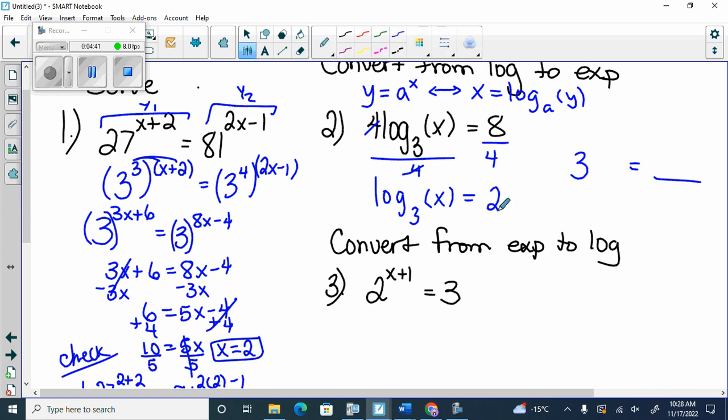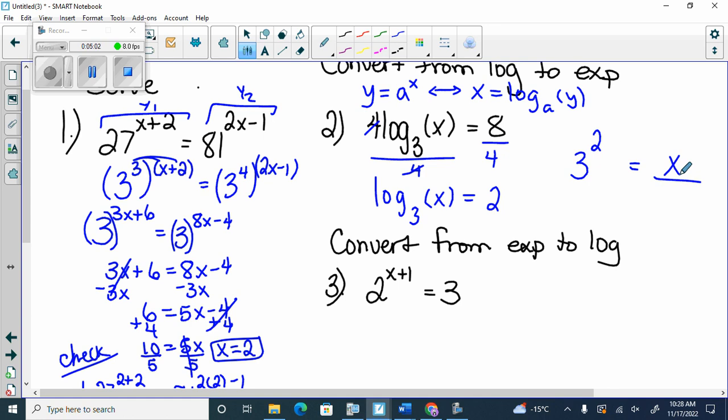So this would be a 2. And this would be what? What's the only other thing left? X. Oh my goodness. Okay. So whatever the base of your log is becomes the base of your exponent, and what's with it in a log cannot be with it in exponential.